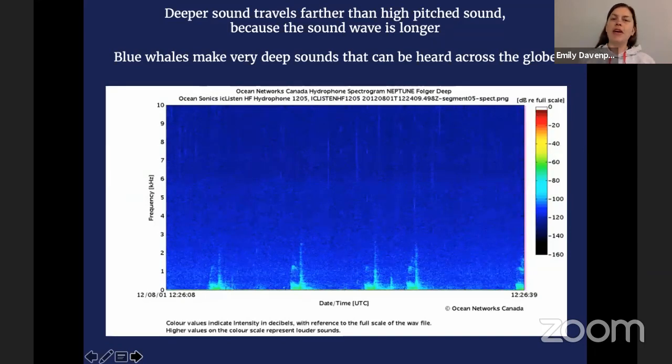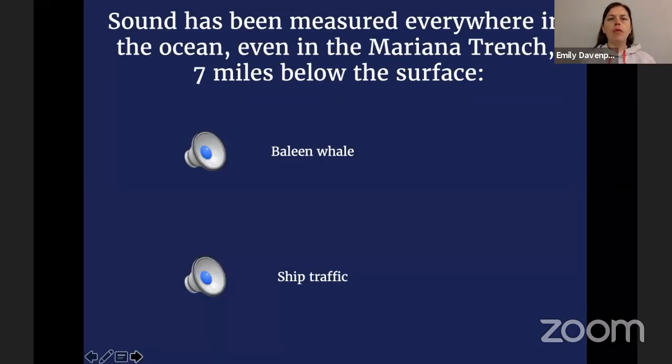And that's just because that sound travels farther. So that's what works best for them. We've measured sound everywhere in the ocean, even in the Mariana Trench, which is 7 miles below the surface. So here's a couple other sounds. This is a baleen whale of some species.